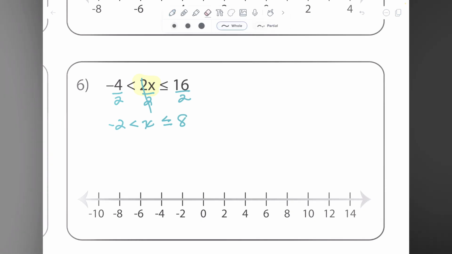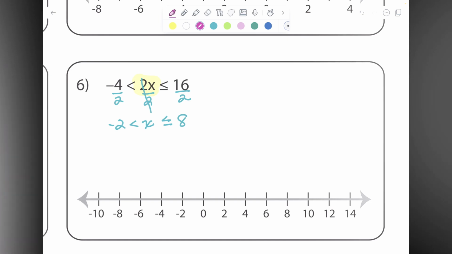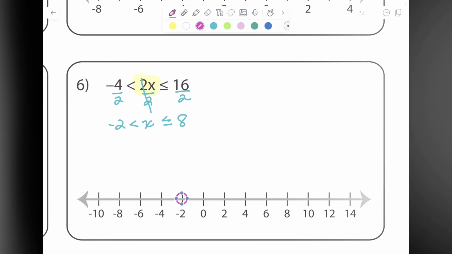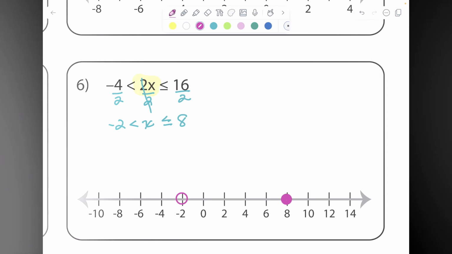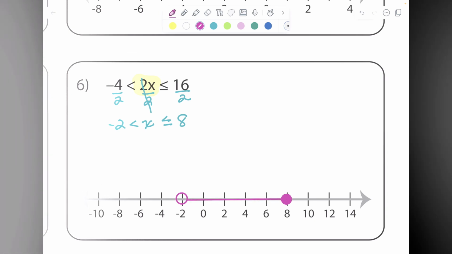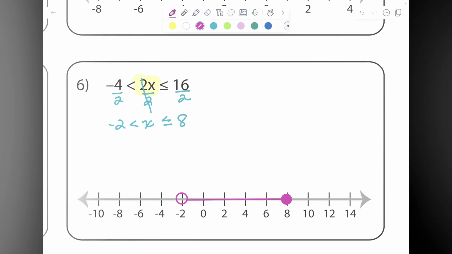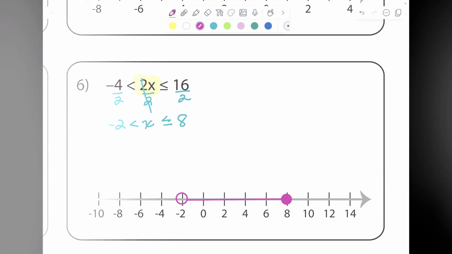And as we discussed in the earlier video, this is actually very intuitive. You can just put the correct circle on the endpoints and color in the middle. So we're going to do that right now. Negative 2 is going to have an open circle, and 8 is going to have a closed circle. And we're going to do everything between. And that, my friends, is how you do compound inequalities when you're trying to solve them and graph them.